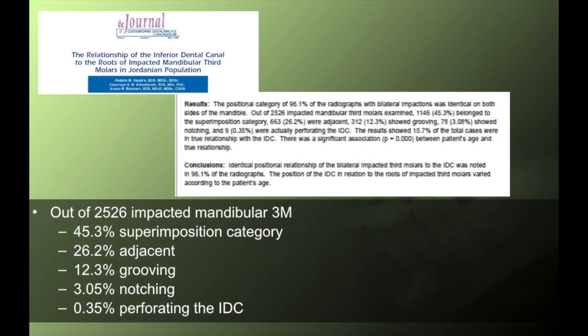In this paper, majority of the relationship they saw in a Jordanian population of the inferior dental canal and the tooth root show that most of it are radiographically superimposed, showing about 15% have true relationship between the tooth roots and the IDC. This paper also noted that majority of the impacted third molars that are bilateral, meaning both sides have impacted mandibular third molars, they have identical positional relationships.